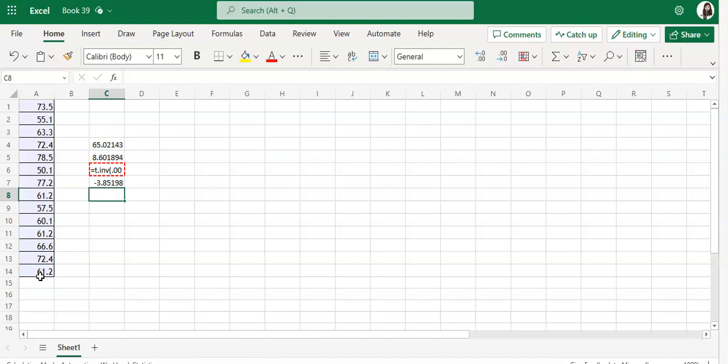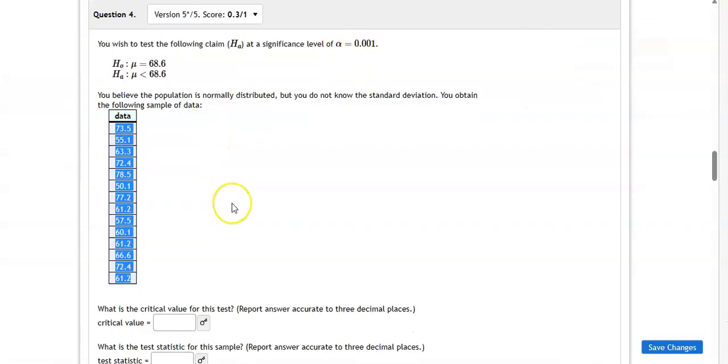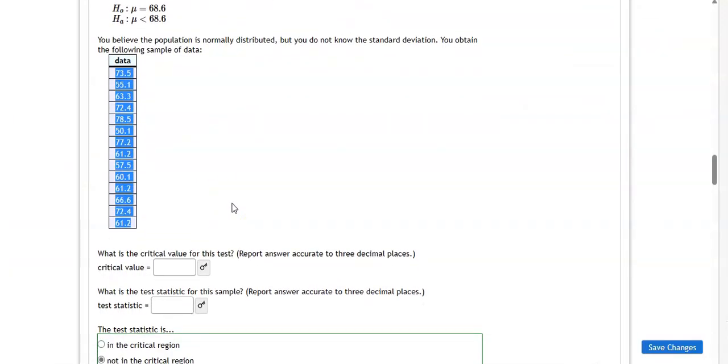Now I'm going to write that down before I go to the other field. I'm not sure what we had to round to, so let's go back over here. Round to 3 decimal places. So we would use -3.852.